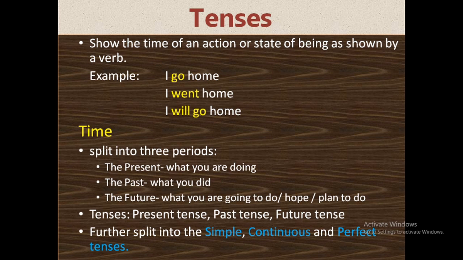Therefore, each of the three main tenses has four subdivisions. Their forms are simple, continuous, perfect, and perfect continuous. But the time does not allow us to include all these tense forms in a single video. Hence, we are going to concentrate on simple present tense and its uses.